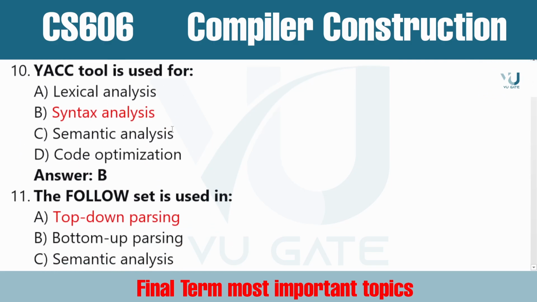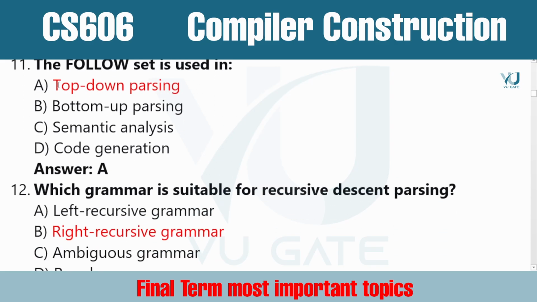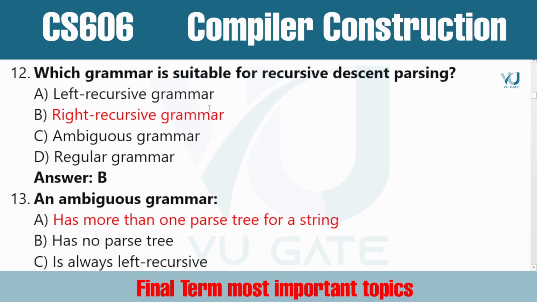YACC tool is used for? The correct answer is option B, syntax analysis. The follow set is used in? The correct answer is option A, top-down parsing. Which grammar is suitable for recursive descent parsing? The correct answer is option B, right recursive grammar.